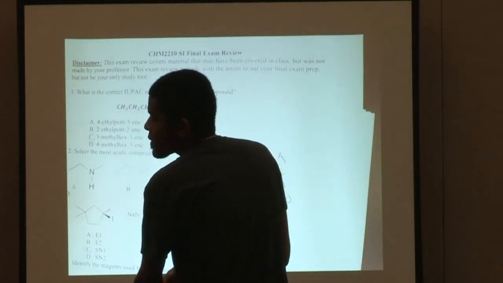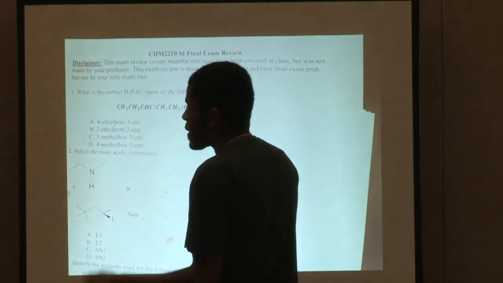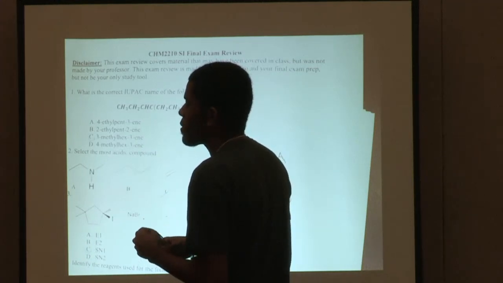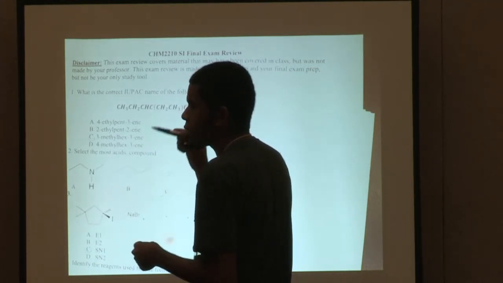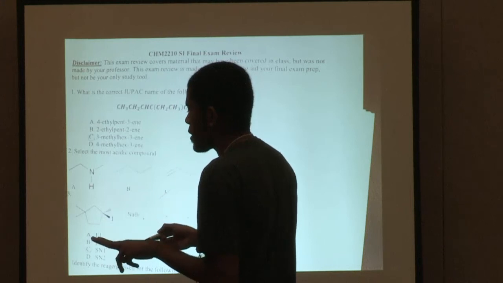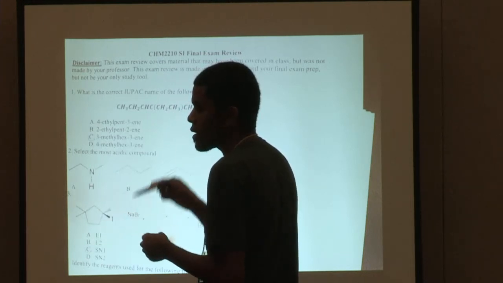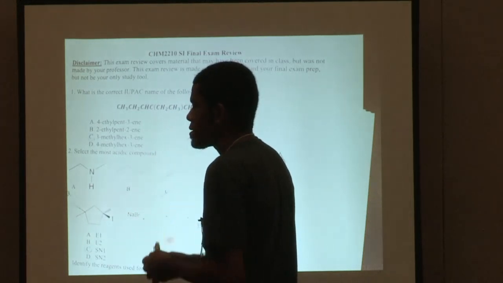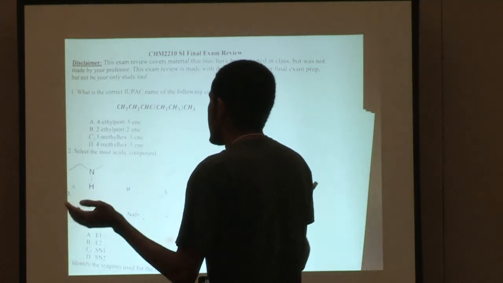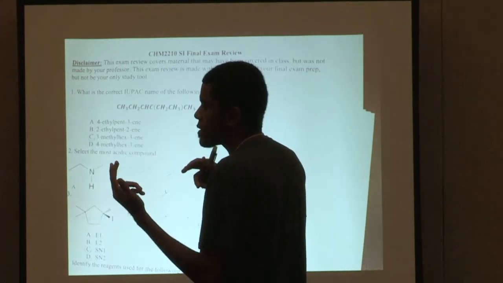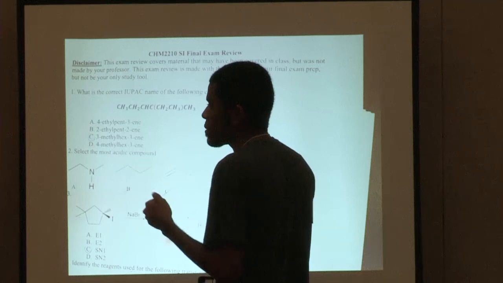All right, so when you're naming things, the numbering like 1 through 5 for pentene or pentyne, you prefer to put the double bond over the triple bond in numbering. People get that wrong all the time. So if they reach carbon 2 on both sides, you pick the double bond over the triple bond.